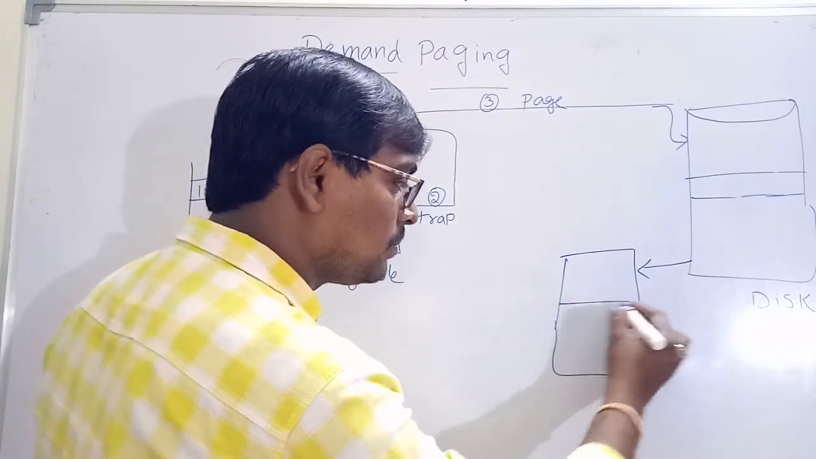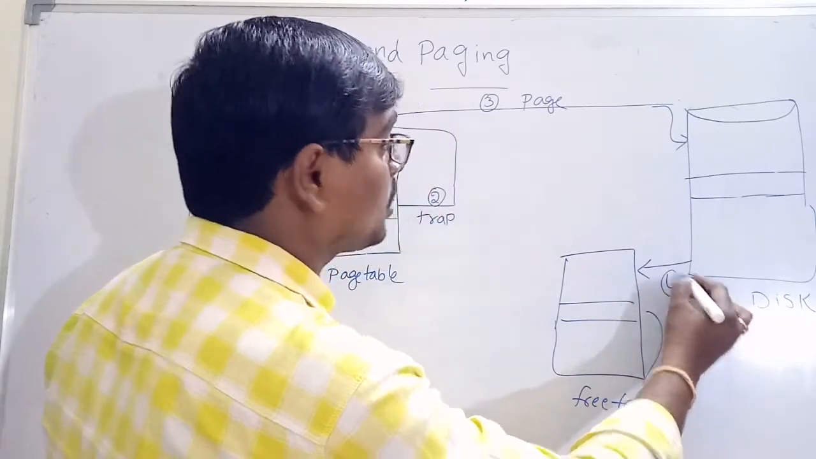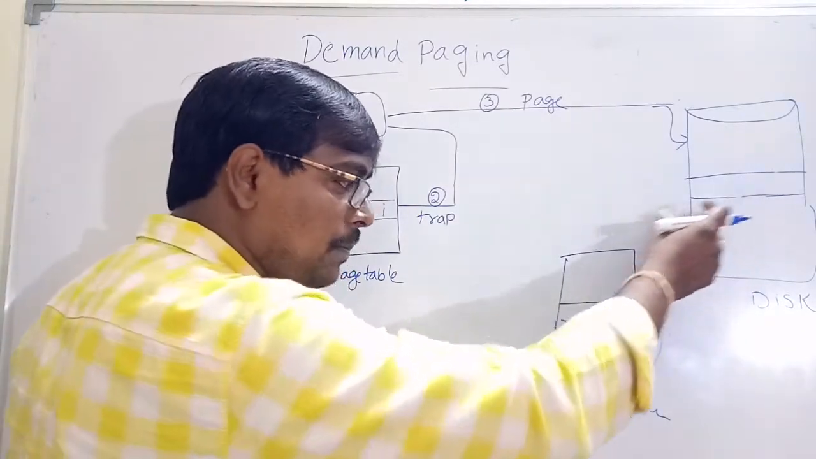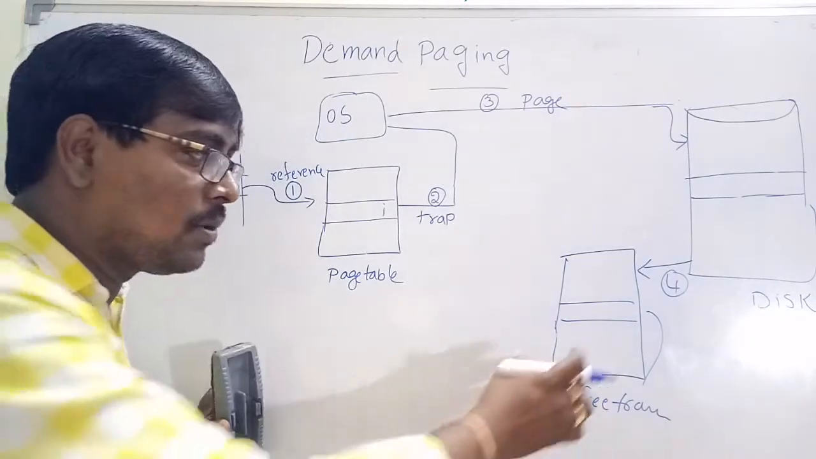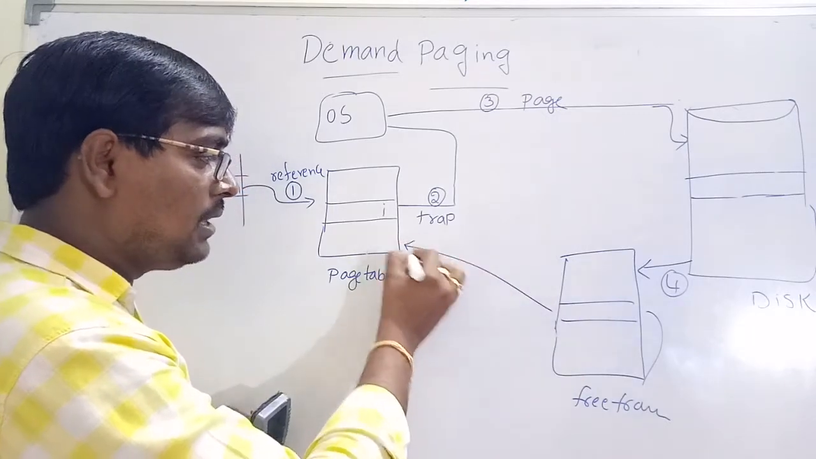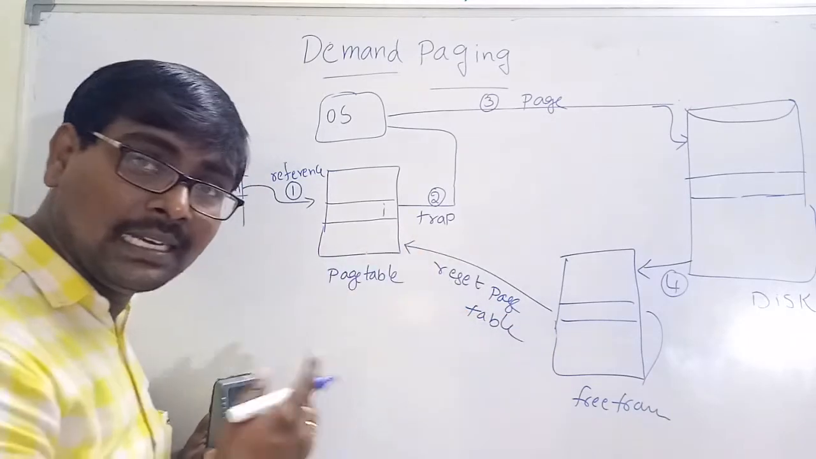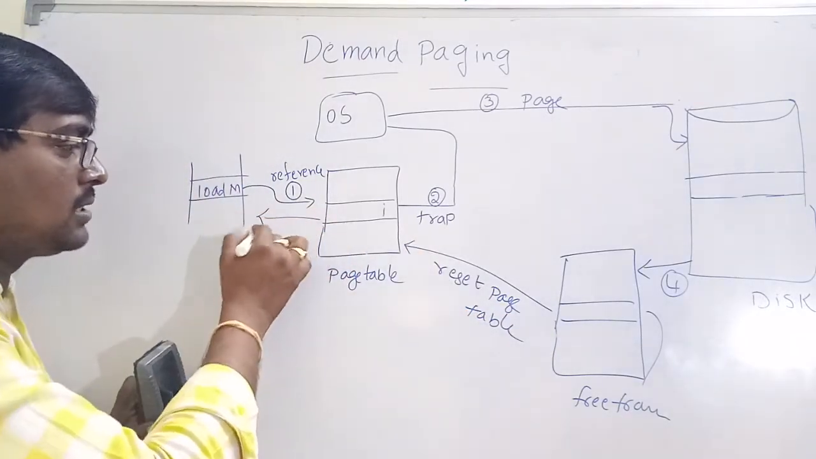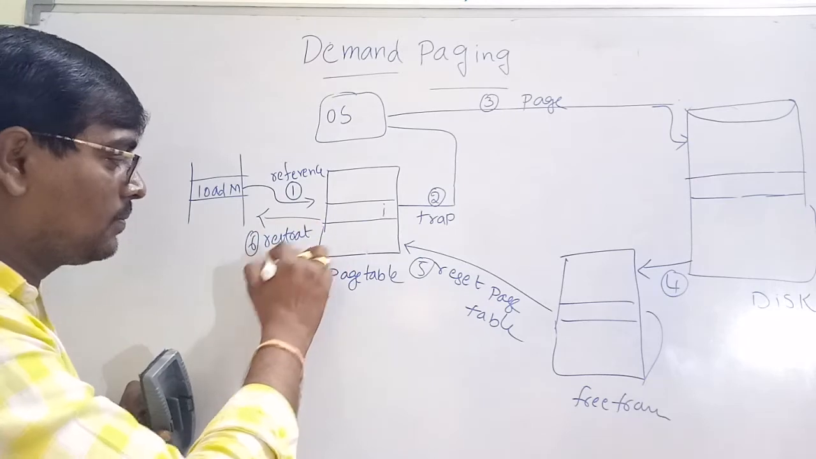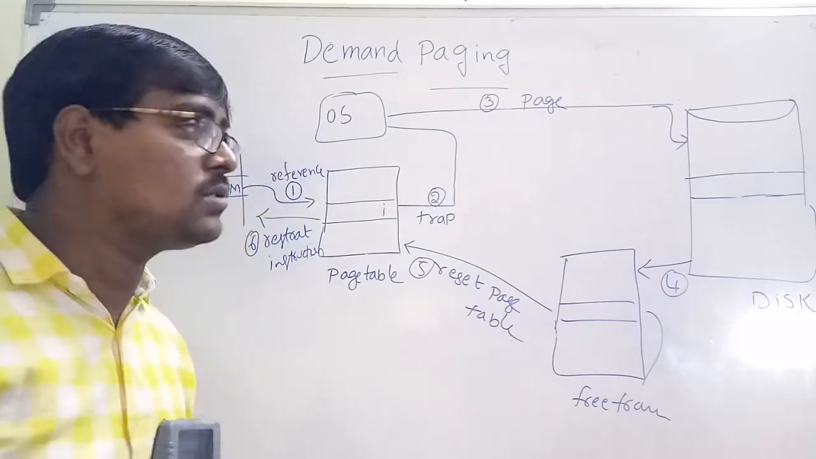Check for a free frame. This is the free frame. The fourth step is that from the disk, the corresponding page is loaded into the free frame. Once it is loaded, update the page table, that is, reset the page table. The fifth step is to restart the instruction. Restarting the instruction means trying to access the page once again.